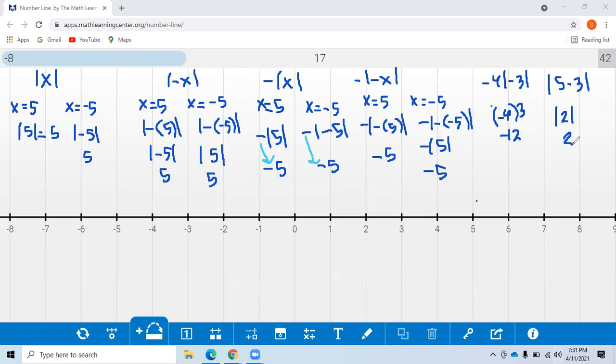And then the last thing you might be thinking is, what about if I have an expression like this? What about if I have the absolute value of 8 plus 7 minus the absolute value of 4 plus 6?